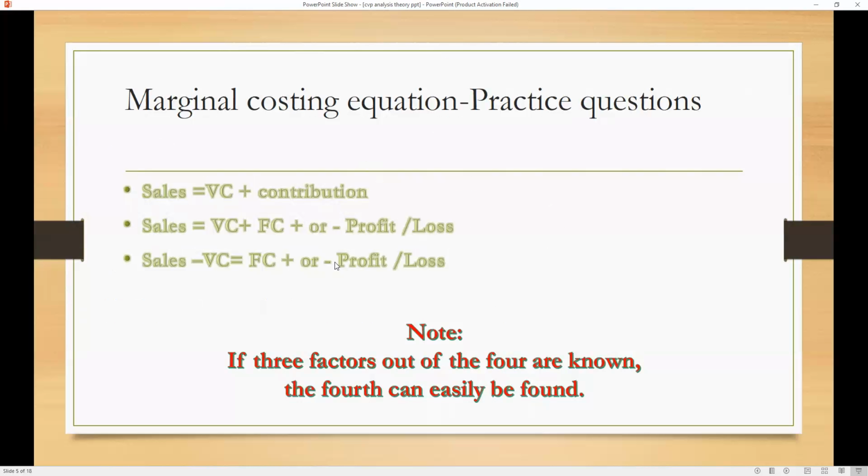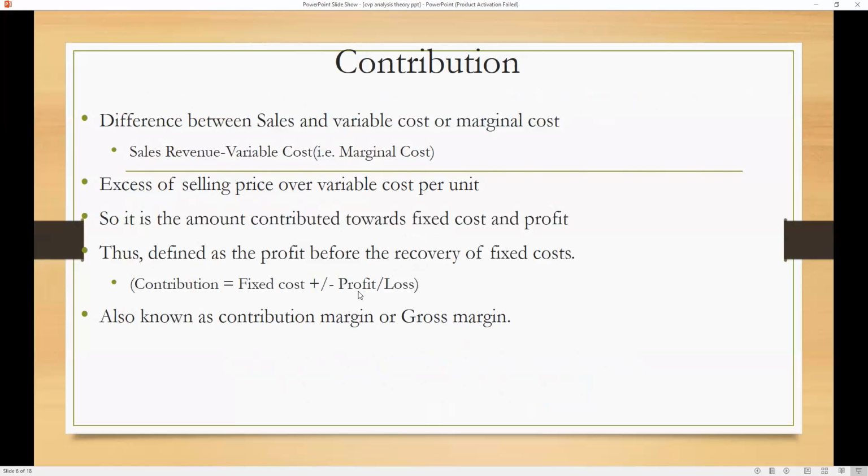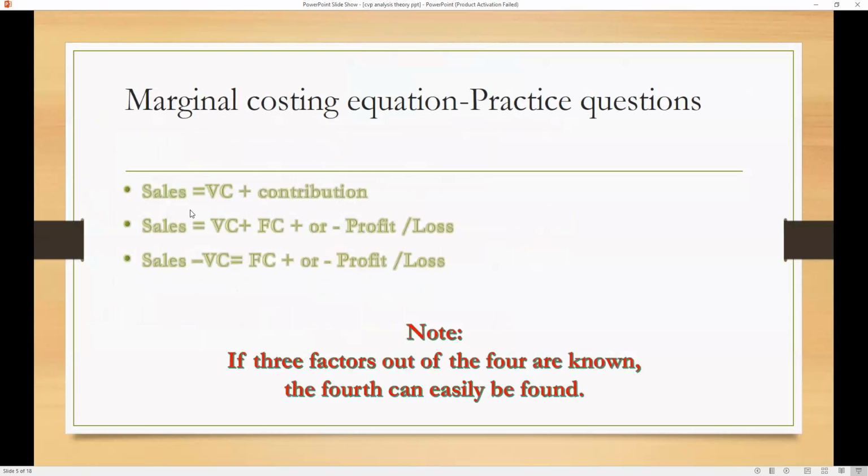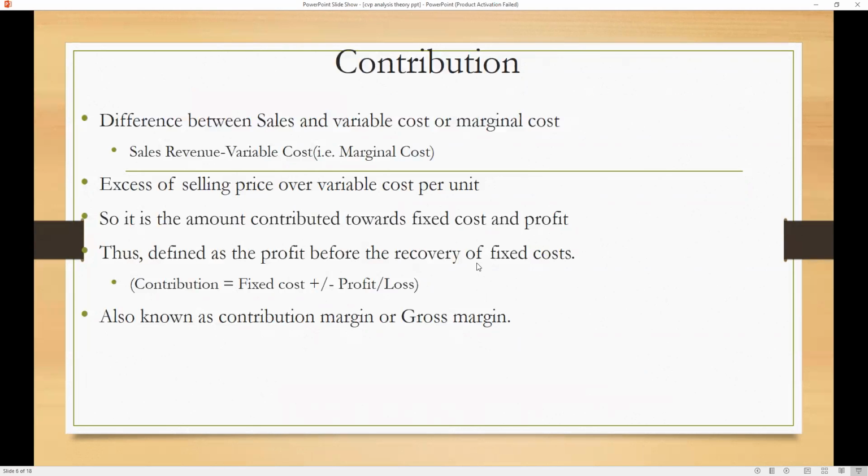Now the base for the marginal equation is your contribution. So what is this contribution? Contribution is nothing but the difference between sales and variable cost. Sales minus variable cost is equal to contribution. So the formula to calculate marginal cost or contribution is equal to sales minus variable cost. We call contribution as marginal cost.